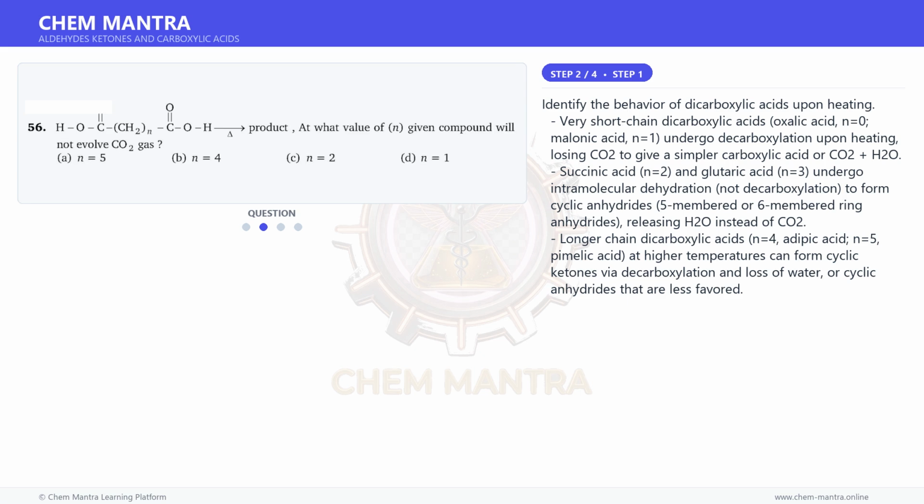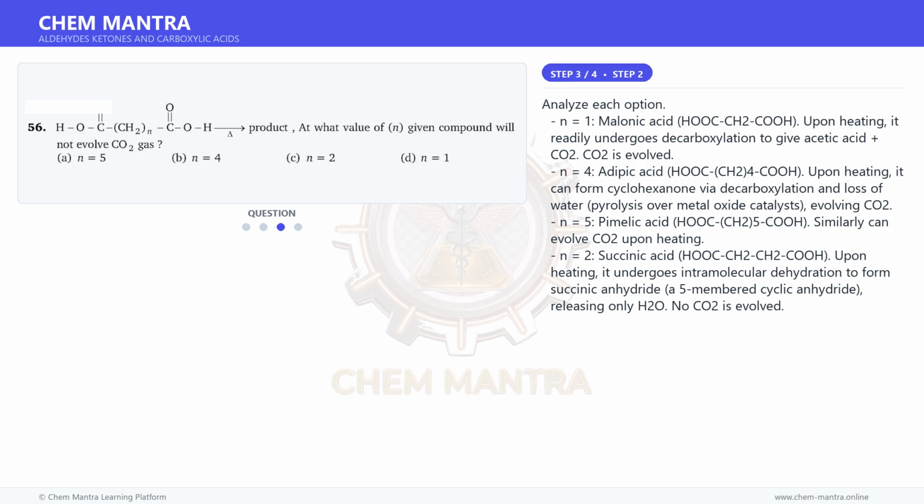Succinic acid, N is equal to 2, and glutaric acid, N is equal to 3, undergo intramolecular dehydration, not decarboxylation, to form cyclic anhydrides, 5-membered or 6-membered ring anhydrides, releasing H2O instead of CO2. Longer chain dicarboxylic acids, N is equal to 4, adipic acid, N is equal to 5, pimelic acid, at higher temperatures can form cyclic ketones via decarboxylation and loss of water, or cyclic anhydrides that are less favored. Moving on to the next step.